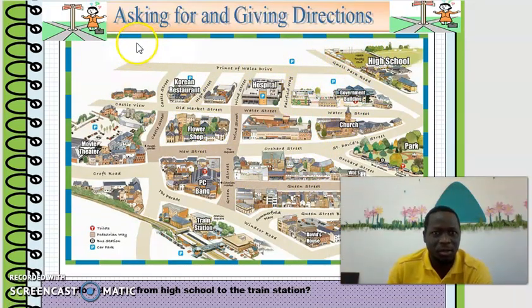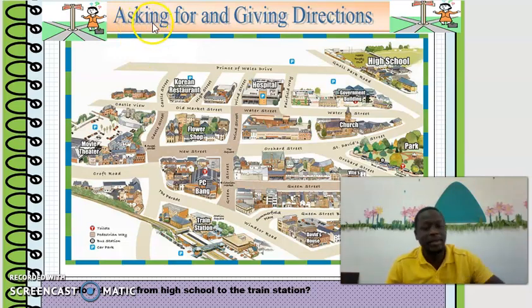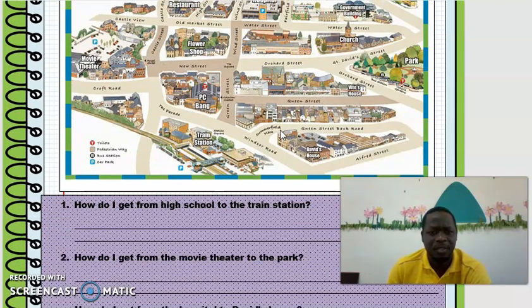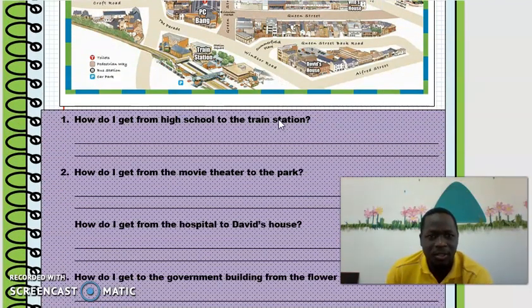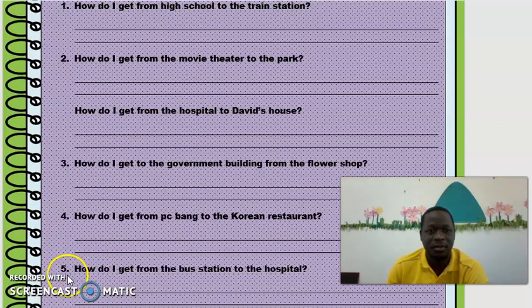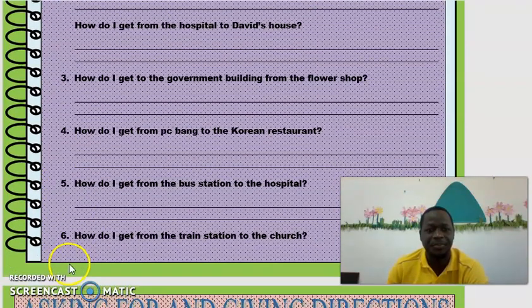We're still on our topic, asking for and giving directions. I believe you now know the difference between location and direction. Here we are talking about directions. So our questions, we have questions 1, 2, 3, 4, 5, 6.